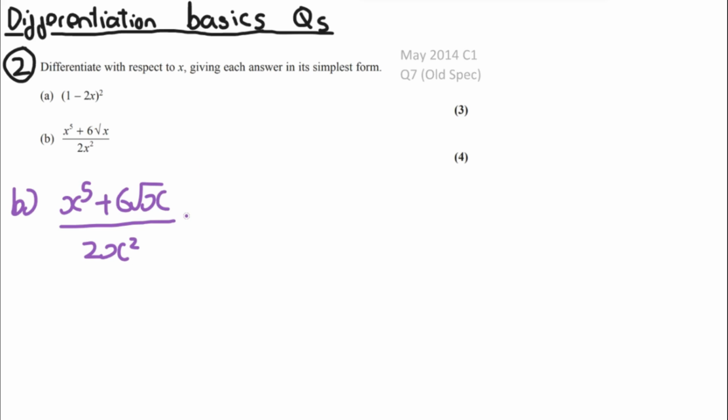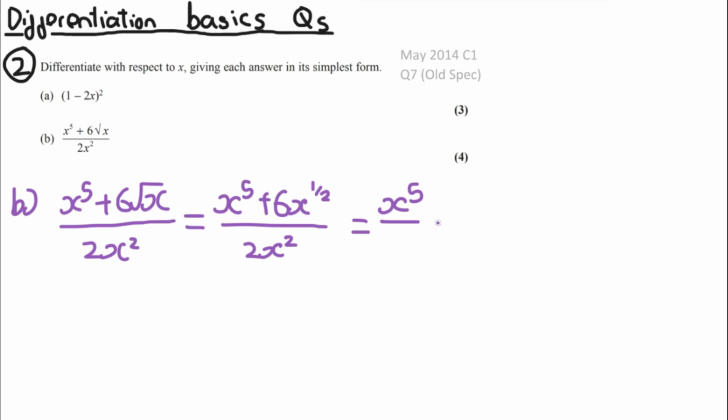So for part B, first of all, let's write this where we've got the root x as x to the power of a half, so it's going to be x to the 5 plus 6x to the half over 2x squared, and therefore we can split the fraction to do it like x to the power of 5 over 2x squared plus 6x to the half over 2x squared.